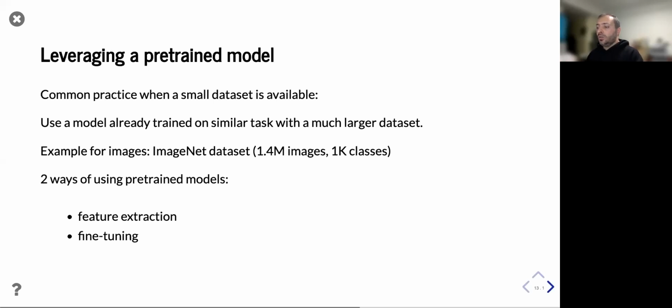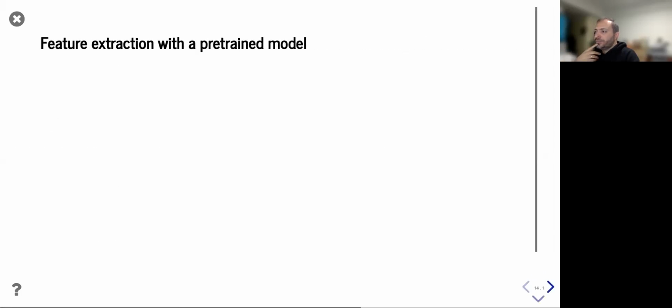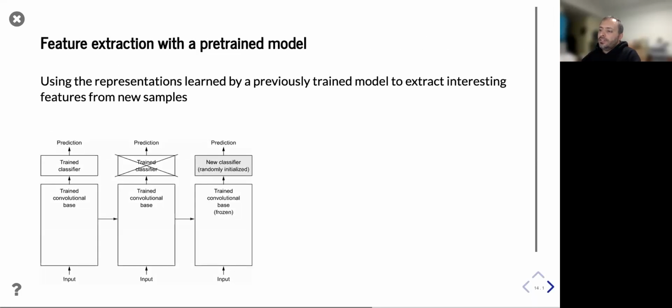We will see two things. One is feature extraction, and one is fine-tuning. So let's start with feature extraction and explain what this is. The idea with feature extraction is that we have this original model with the trained convolution base and the trained classifier. This is, for example, the 1000-unit dense layer. And what we will do is remove this classifier and add a new classifier with what we want to classify.